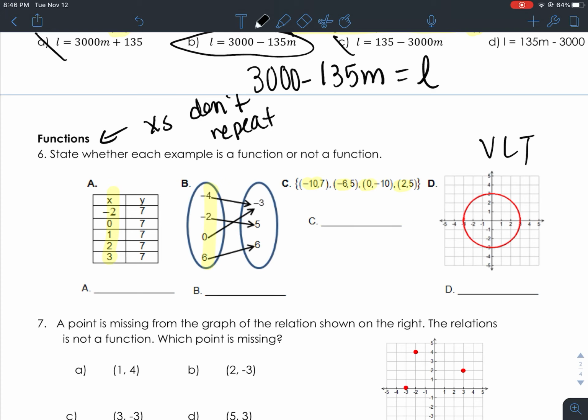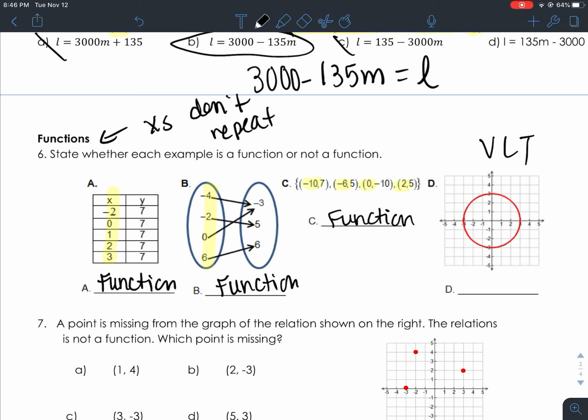So for A, it's a yes. I probably should write function. Is it a yes or no? Yeah. Okay, so it says function, so we're going to write function for this one. The mapping is also a function. There we go. Function. And you'll know it's not a function if there are 2 arrows flying out of it. This one is also a function, because your x's don't repeat.